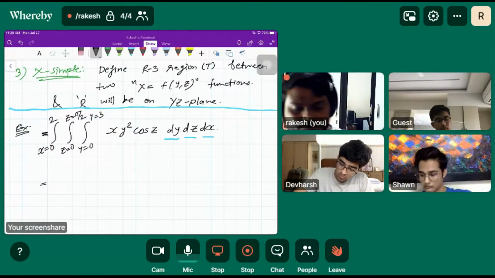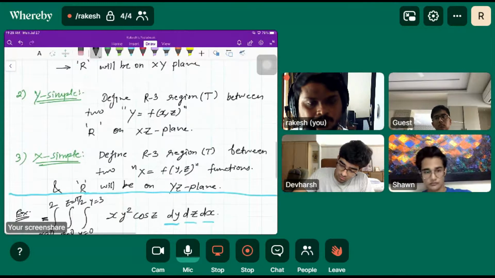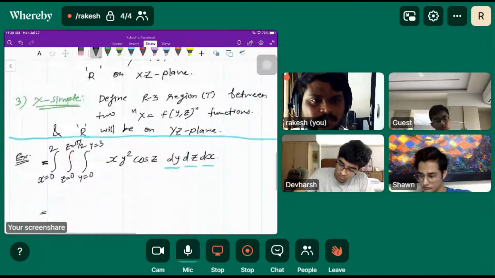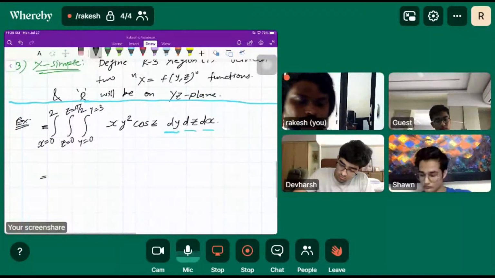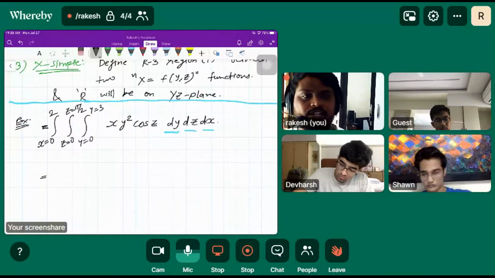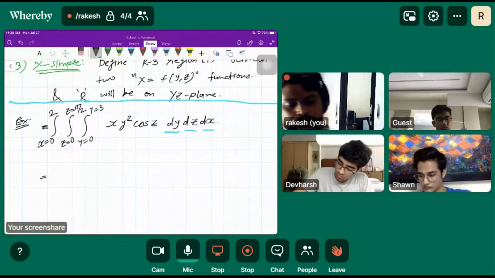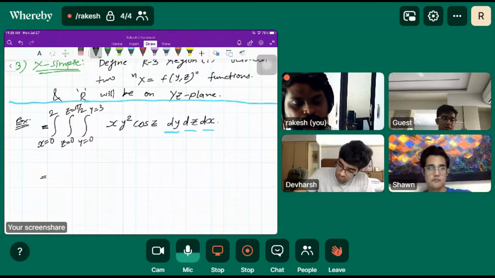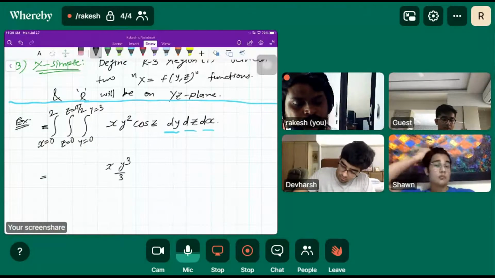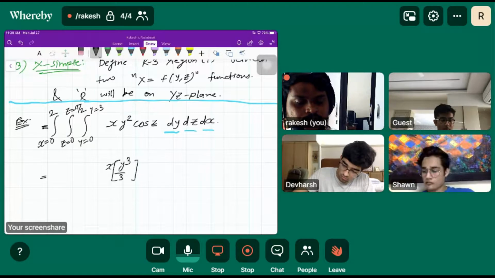Okay, no problem. So we need to integrate this with respect to y first. So y square is like y cube upon 3. So x times y cube upon 3. Okay, apply the limit. The limit is 0 to 3.